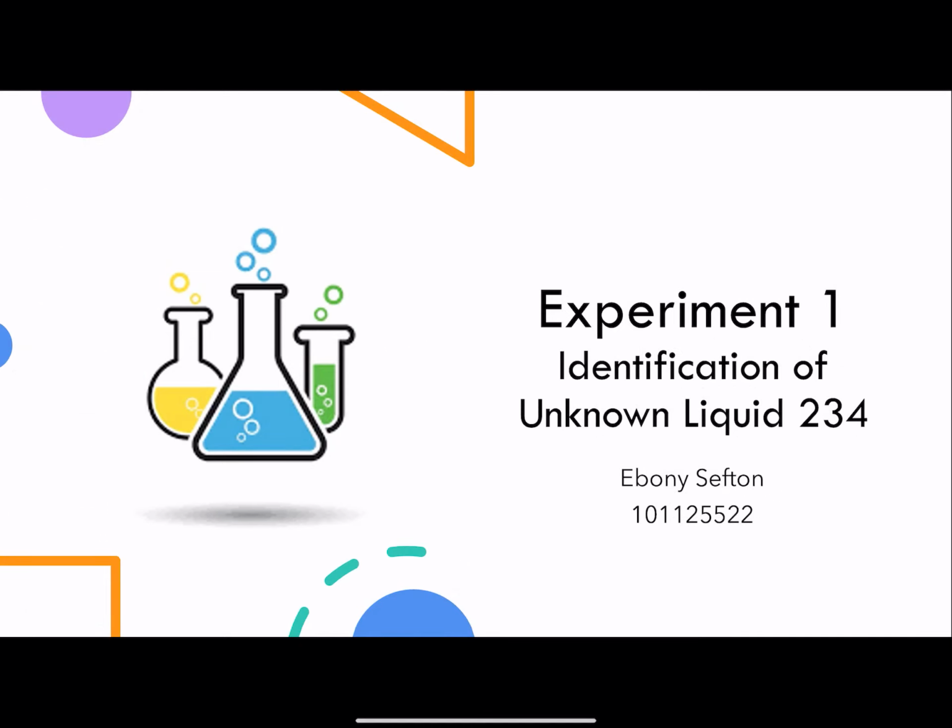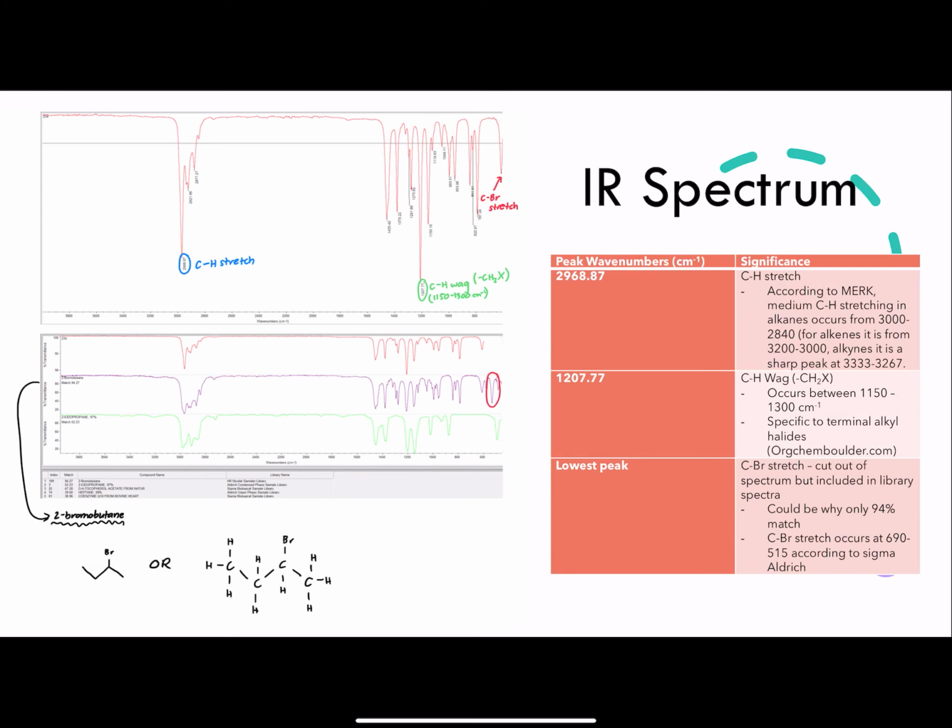Hi, I'm Ebony. This is Experiment 1, Identification of Unknown Liquid 234. Firstly, we have the IR spectrum.